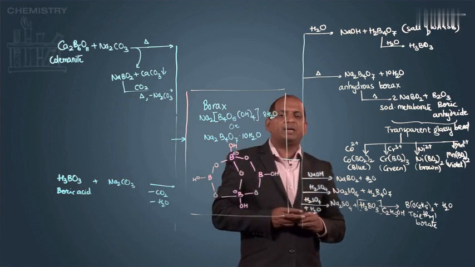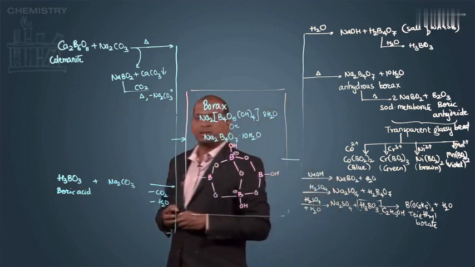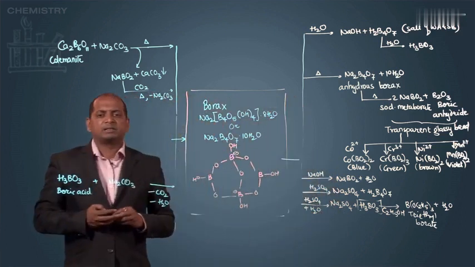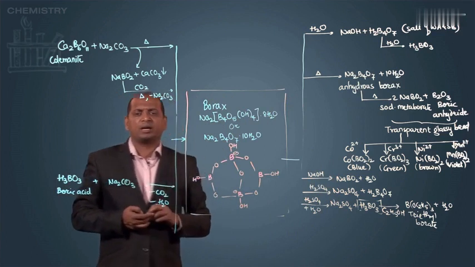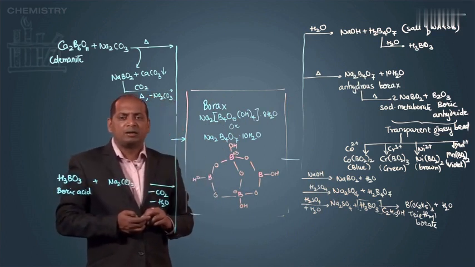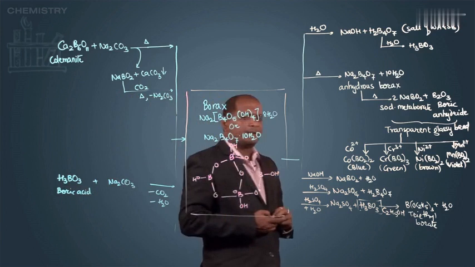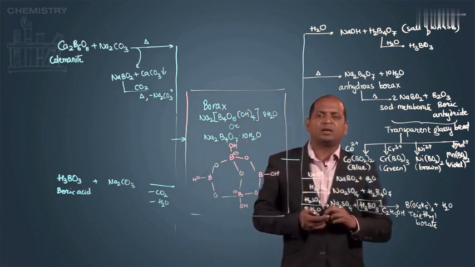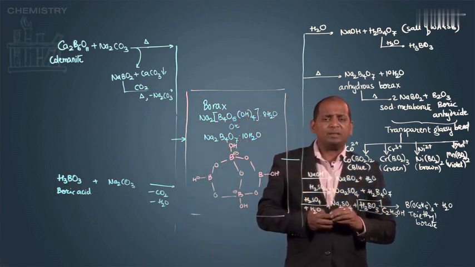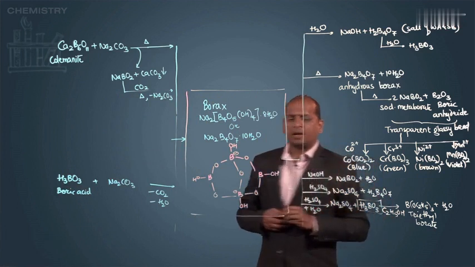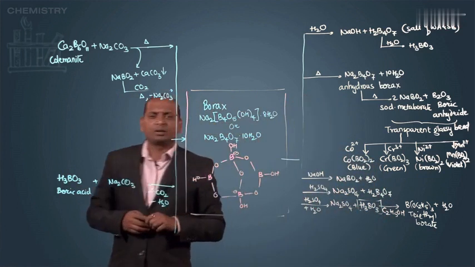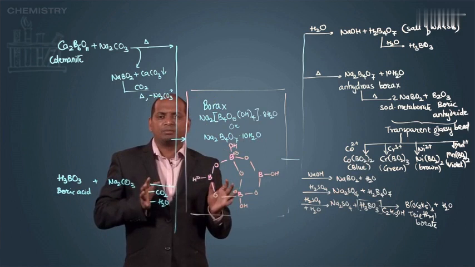This way, borax is a very important compound, and mainly it is used, as we have seen, in the laboratory. At the same time, borax is also used in leather tanning. Also, it is used as a pesticide. So these are some of the important pieces of information about borax.